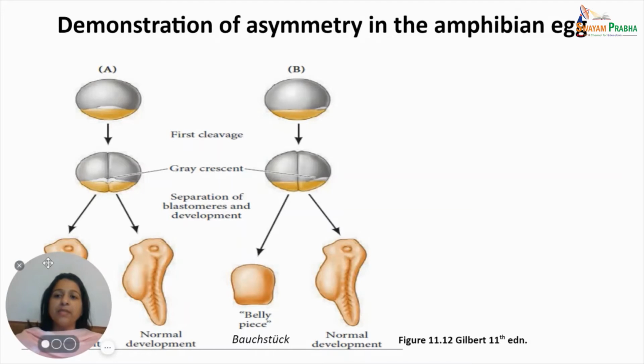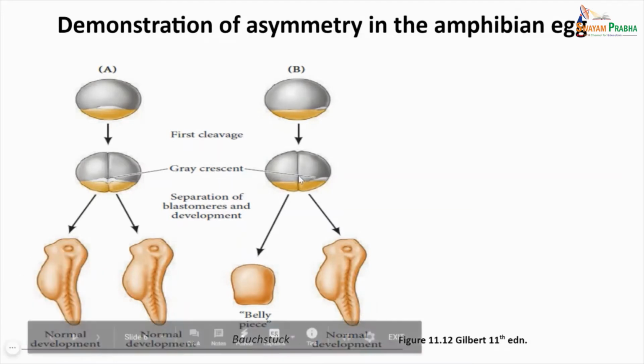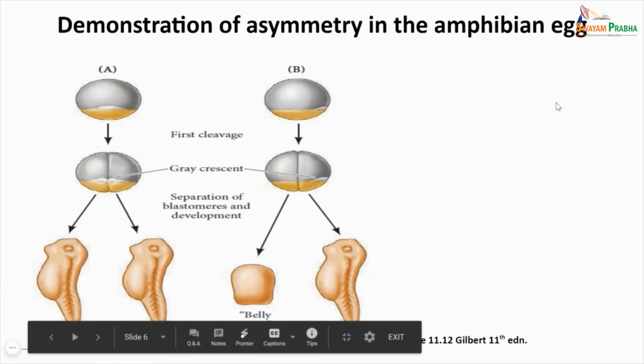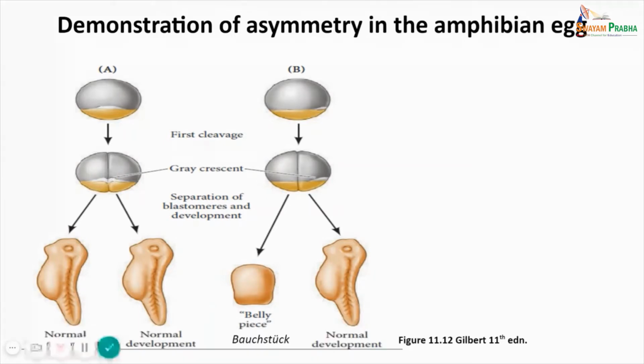Another experiment done by Spemann was about demonstration of asymmetry in the amphibian egg. Spemann performed a similar experiment, but in this case, the constriction was longitudinal. In one set of experiments, the constriction divided the gray crescent area into two equal halves. Each blastomere developed into normal larva.